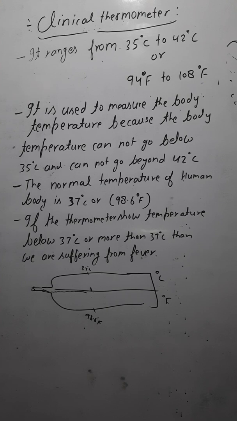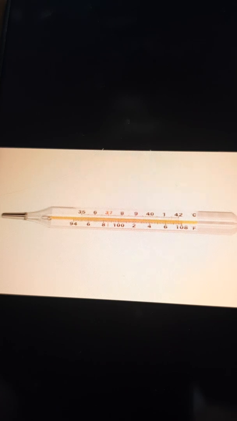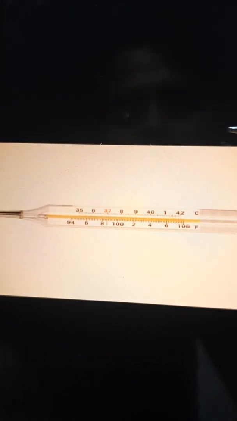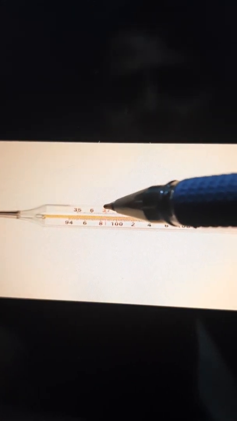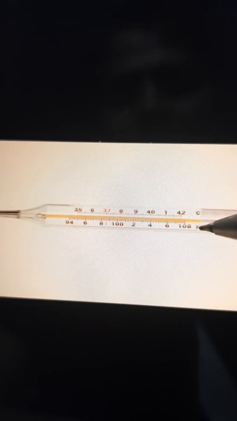Okay. Now let me show you the structure of the thermometer which you have to make in your notebook. So if you see, this is the clinical thermometer. Can you see it? Very good. This is what you have to make in your notebook. It ranges from 35 degrees. Here the upper part is in degrees Celsius, and the lower part shows the temperature in degrees Fahrenheit.